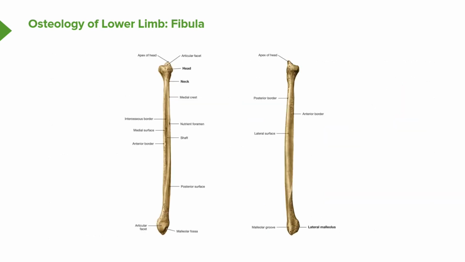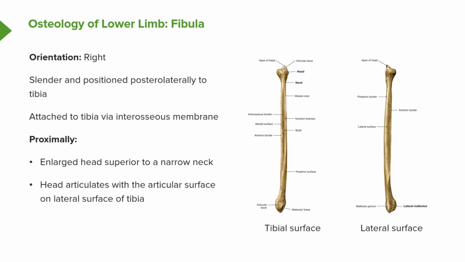So now let's turn to the fibula. We can see the fibula has a head, a neck, and then it has a thin shaft and then dilates inferiorly or distally to form the lateral malleolus. So here we can see it's slender, it's positioned posterolaterally to the tibia, and it's attached to the tibia via this interosseous membrane. Proximally, we have an enlarged head, and then we have a narrow neck.